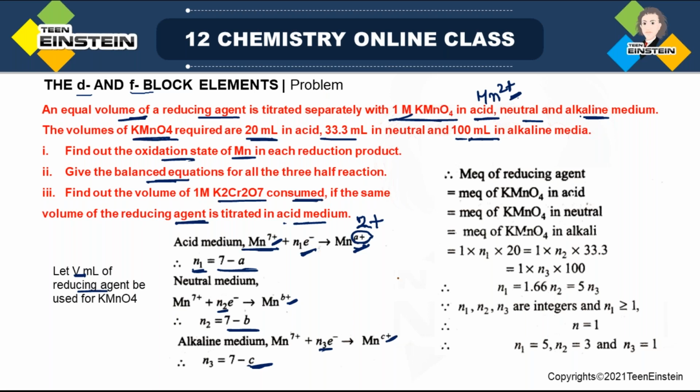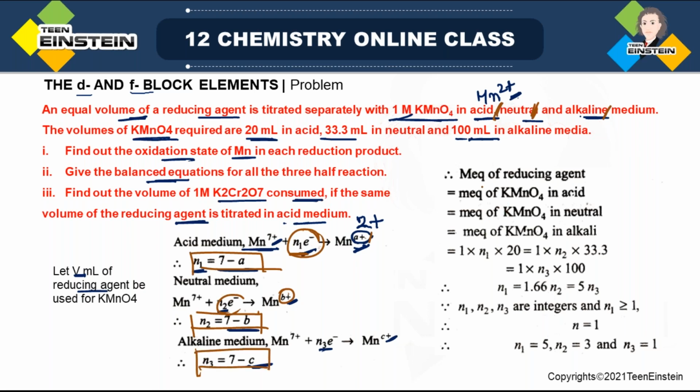And if we already know what will be the fate of manganese in acidic medium, neutral medium and alkaline medium. But in case you cannot remember it, then you have to construct 3 equations. That is, in acid medium Mn plus 7 accepts N1 number of electrons, and after accepting this number of electrons, it is converted to A plus state. Similarly, in neutral medium, it accepts N2 number of electrons and is converted to some lower state, which is B plus. So N2 will be equal to 7 minus B. So this is one equation. Then we get another equation, and for alkaline medium a third equation.